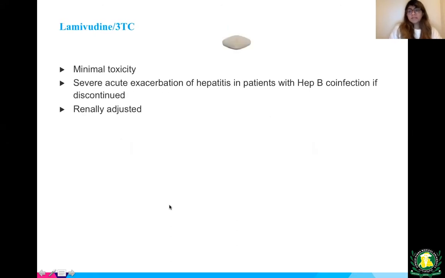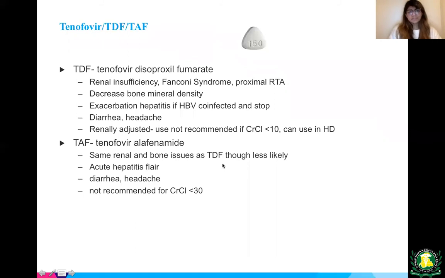This is lamivudine. This is another example of an NRTI. Its abbreviation is 3TC. So minimal toxicity. There's been some severe acute exacerbation of hepatitis in patients with Hep B co-infection if it's discontinued, because it has some activity against Hep B, and you will want to renally adjust these doses.